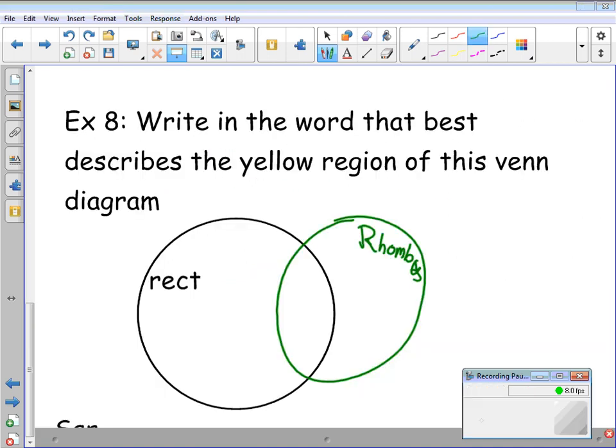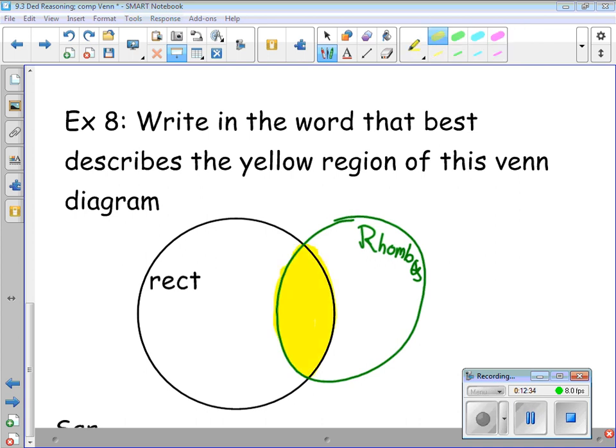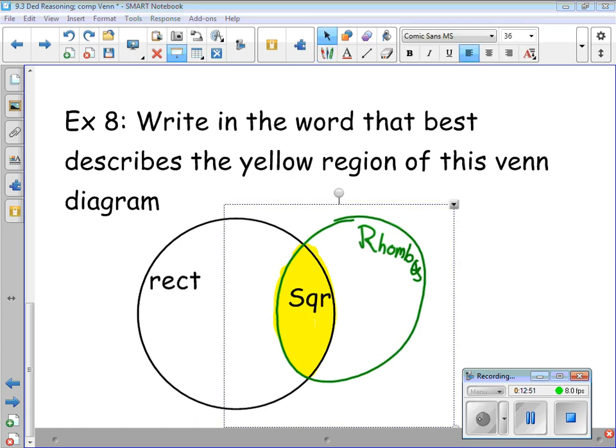All right, so here you go. Write the word that best describes the yellow region in this Venn diagram. So you have a circle that represents all the rhombuses in the world and another circle that represents all the rectangles in the world. What's the yellow, where the two meet? What would you write there? Put me on pause. Quickly put that in your notes. See if you're right. Hopefully you said square.